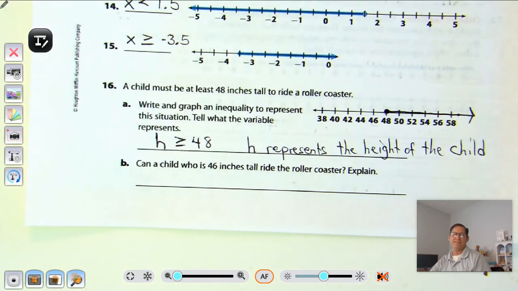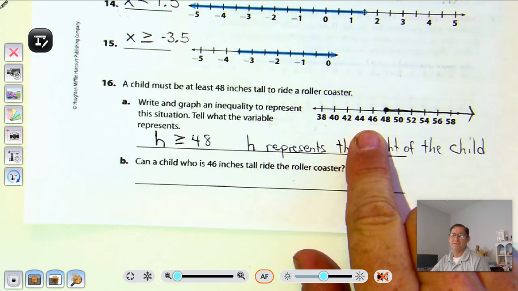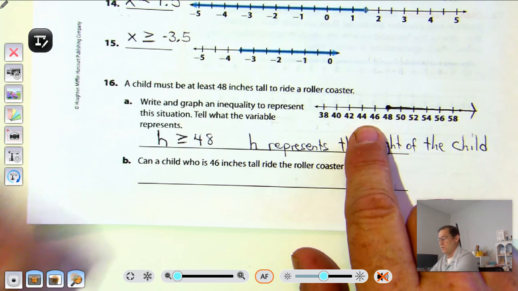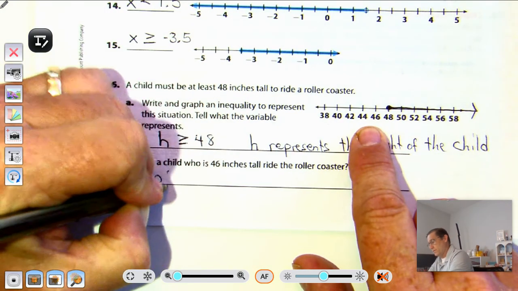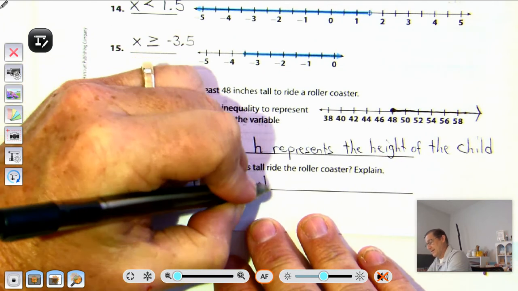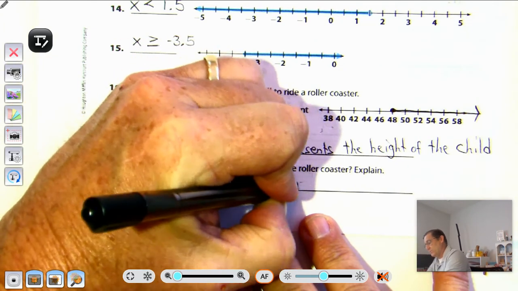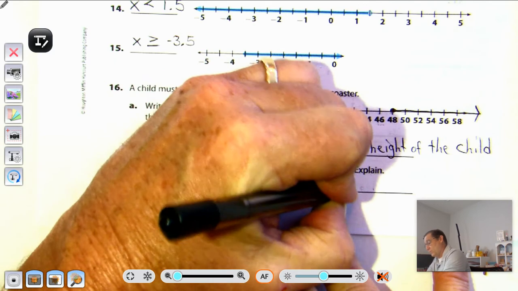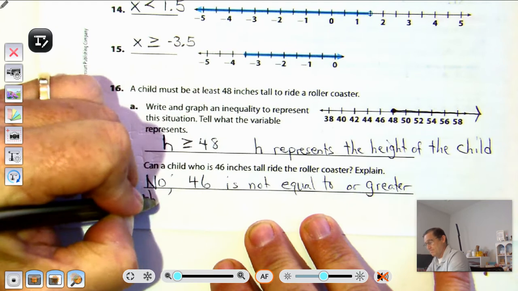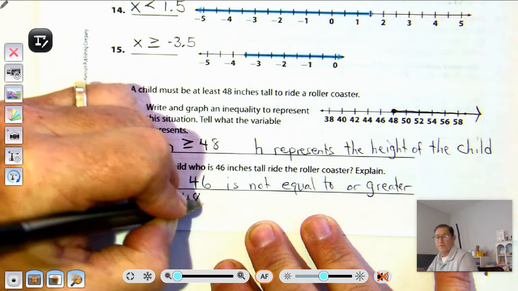Can a child who is 46 inches tall ride the roller coaster? Well, 46 is to the left of 48. That means 46 is less than 48. So no. 46 is not equal to or greater than 48.